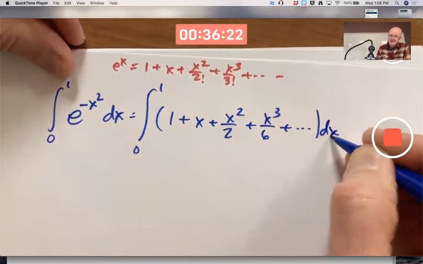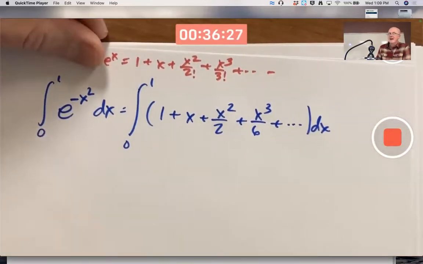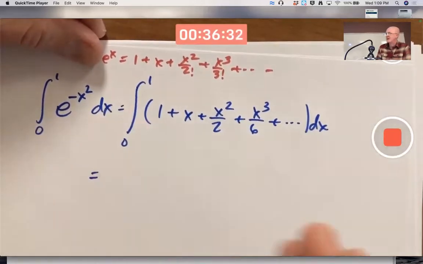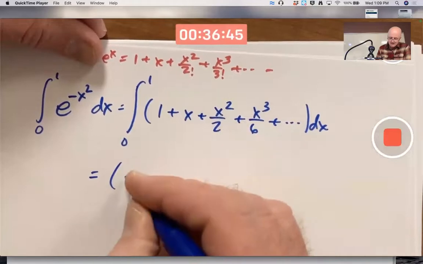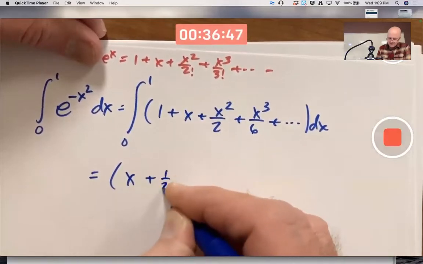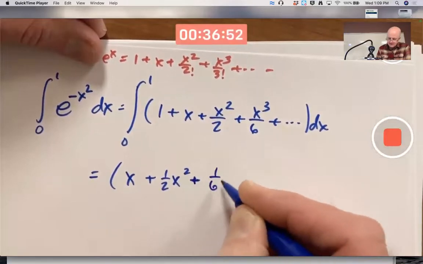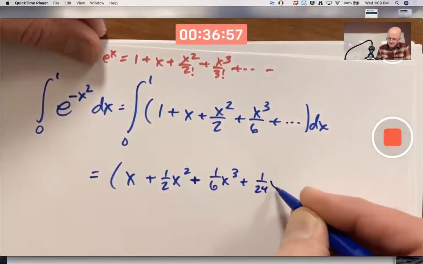We can write this integral as the integral of an infinite series and then integrate term by term. If I was doing an indefinite integral, I could do a plus C, though the C doesn't matter for definite integrals. As a definite integral, you don't need a plus C. Just integrate, get an x plus 1/2 x squared plus 2 times 3 is 6, so we get 1/6 x cubed plus 1/24 x to the fourth.